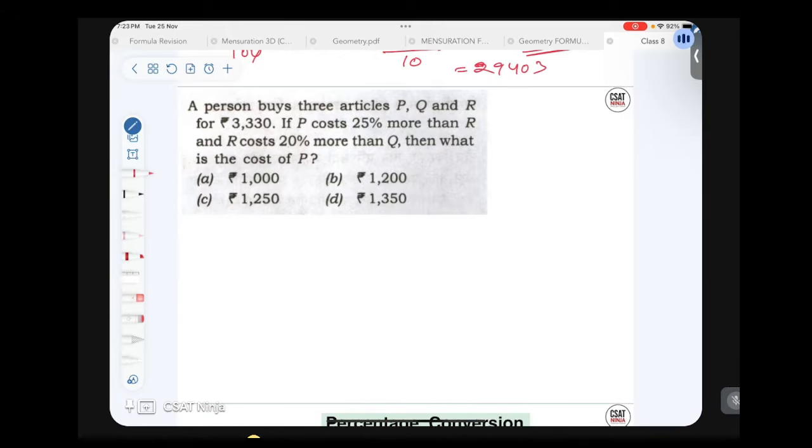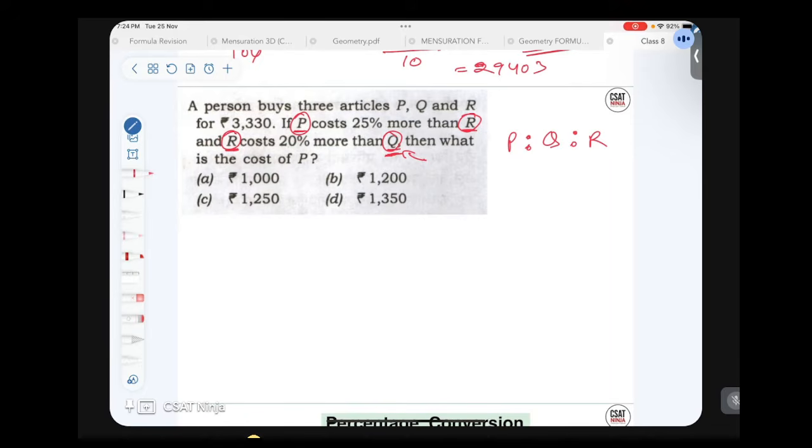Remember one thing I told you when we were solving ratio and proportion: you check for the common term. P is referring with what? R, and R is referring with what? Q. So I can write it this way: I have P, Q, and R. The question says P is referring with R and R is referring with Q. That means I'll have to assume Q, because R is referred with this one and this one is referred with P. Don't assume this one, assume the last one.